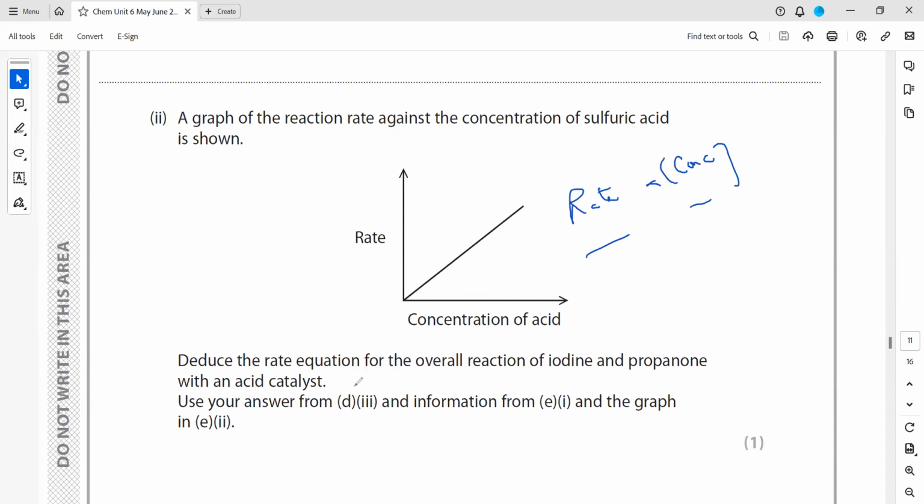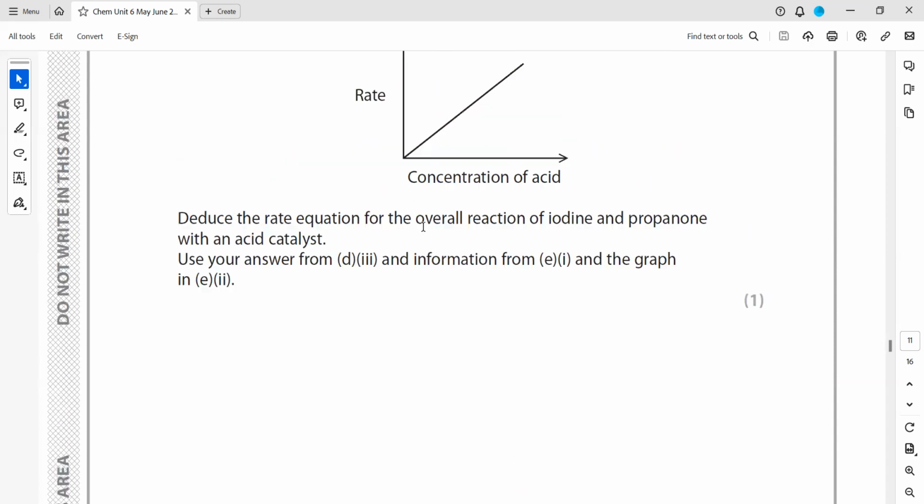And deduce the overall rate equation. So it's first order with respect to propanol, because the half-life is constant, and it is first order with respect to acid, and it is zero order with respect to iodine. If you don't include iodine, that is fine. If you include iodine, that's also correct. So it won't make any difference.